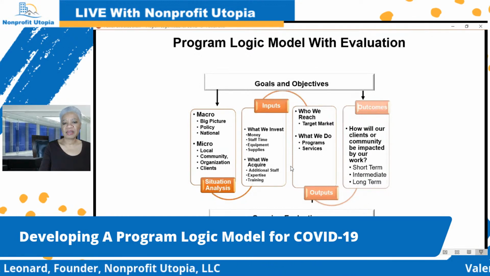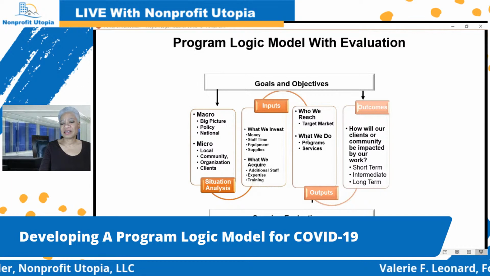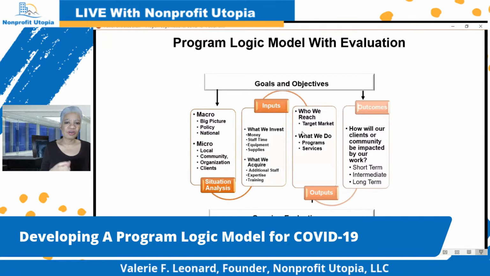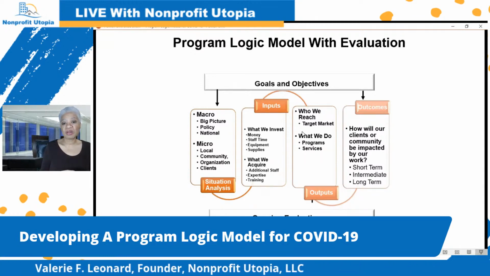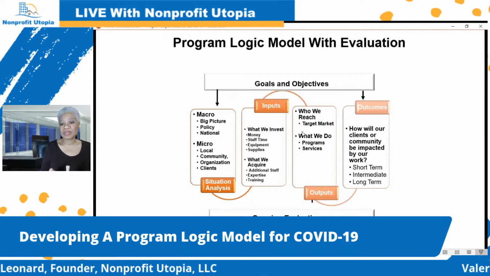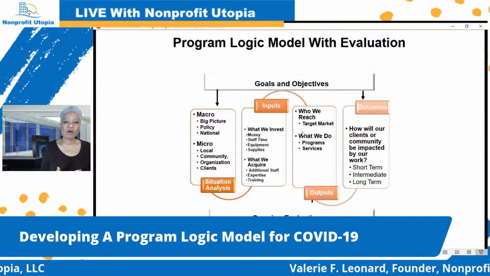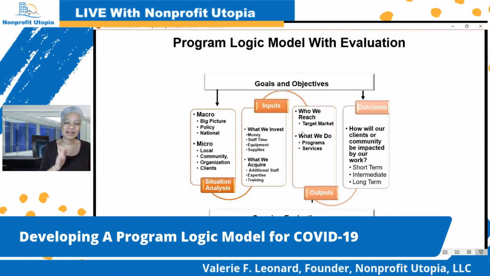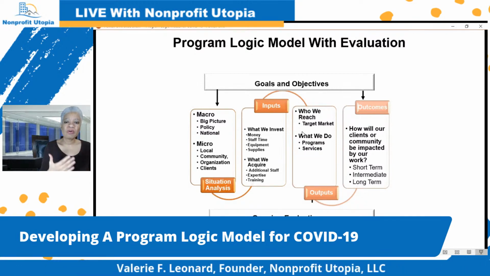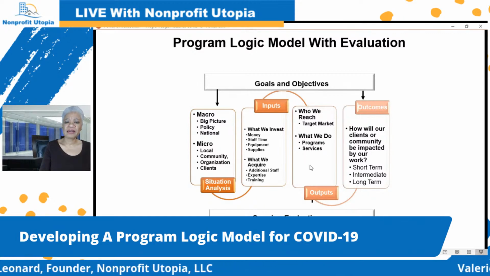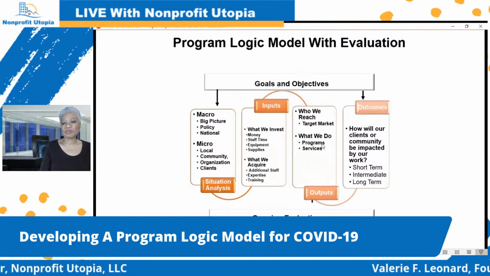And then when we look at who we reach, who is it that we're trying to reach? Are we going to focus our effort on seniors? Are we going to focus our effort on school children? Are we going to focus our effort on people with disabilities? Are we going to focus our effort on the homeless population? So we need to be really clear about who it is that we're serving. And then we need to look at what we're going to do. Are we going to do programs? Are we going to do services? Are we going to do both?